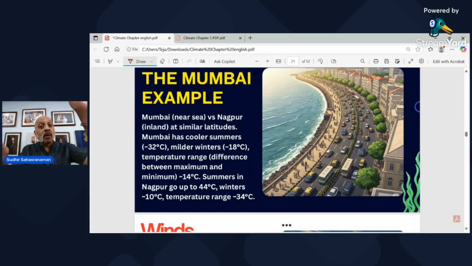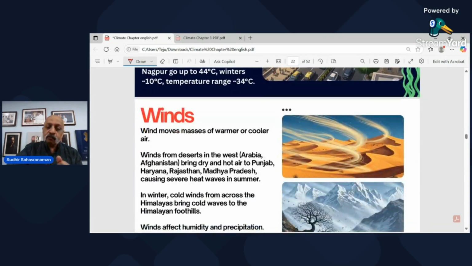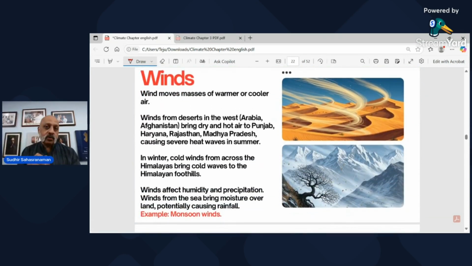So this is another question that you can get. The difference between Mumbai and Nagpur: they are both on the same latitude, but why is the temperature range so different in Nagpur from Mumbai? I hope this is clear. The fourth factor which affects the climate is winds. And for this, we need to go to the Himalayas and the Thar Desert.